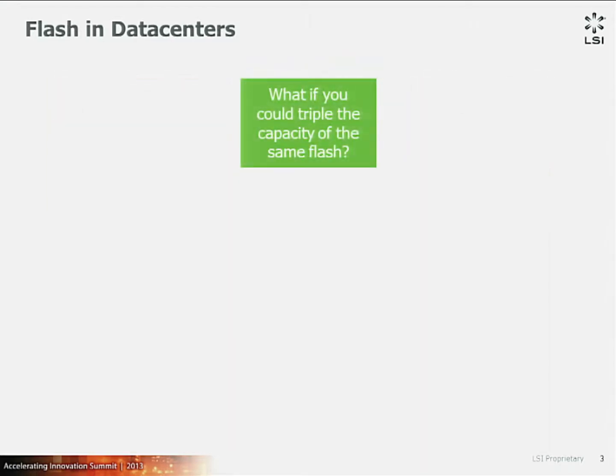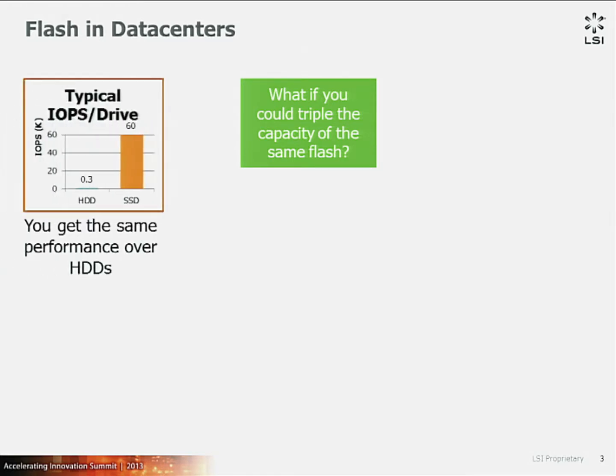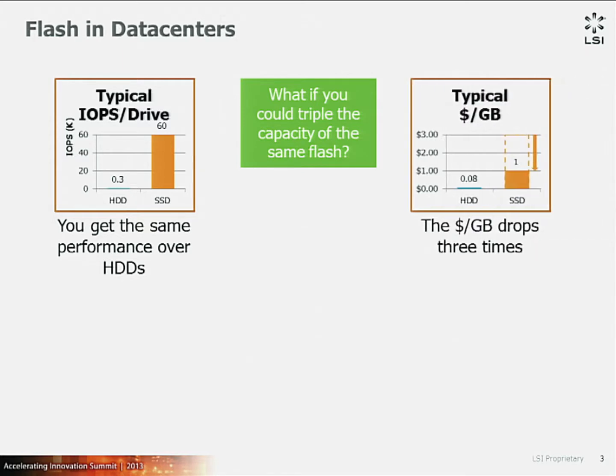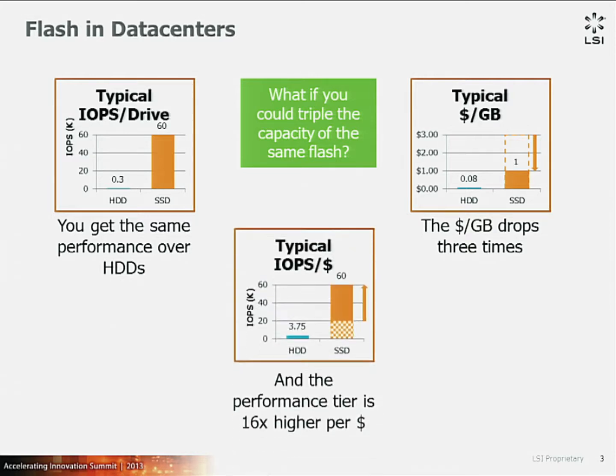Now, what if you could triple the capacity of your SSDs using the same exact flash? Well, you get the same performance because adding more flash doesn't necessarily change your performance, so that stays the same. But your typical cost per gigabyte would drop from $3 down to $1 per gigabyte in this particular scenario. So that's now a 3x drop in the SSD cost, but not the HDD.